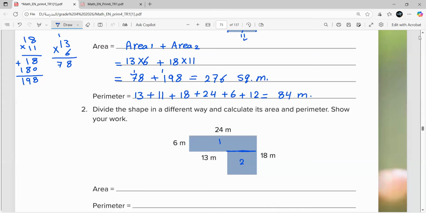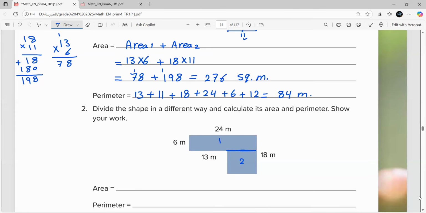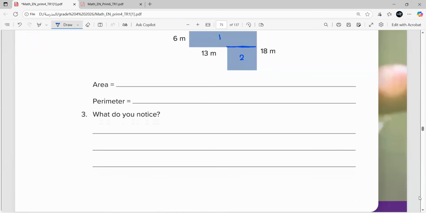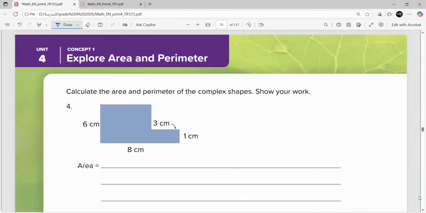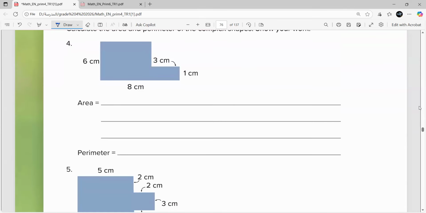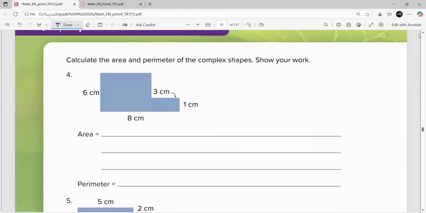So that's enough. We solved that one in this way. It's enough to understand the problem. Let's move together to the next page, page number 68. What about this? Calculate the area and the perimeter of the complex shape. Here, this is also a complex shape. How to calculate the area of this shape and the perimeter?